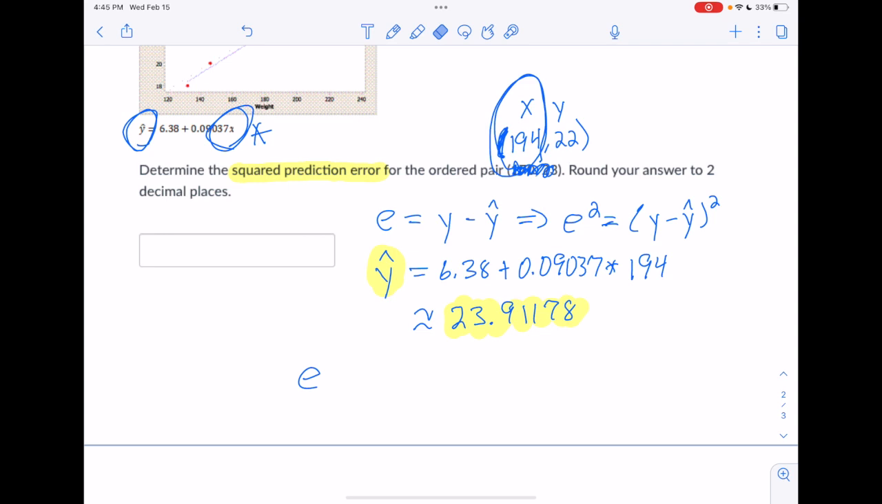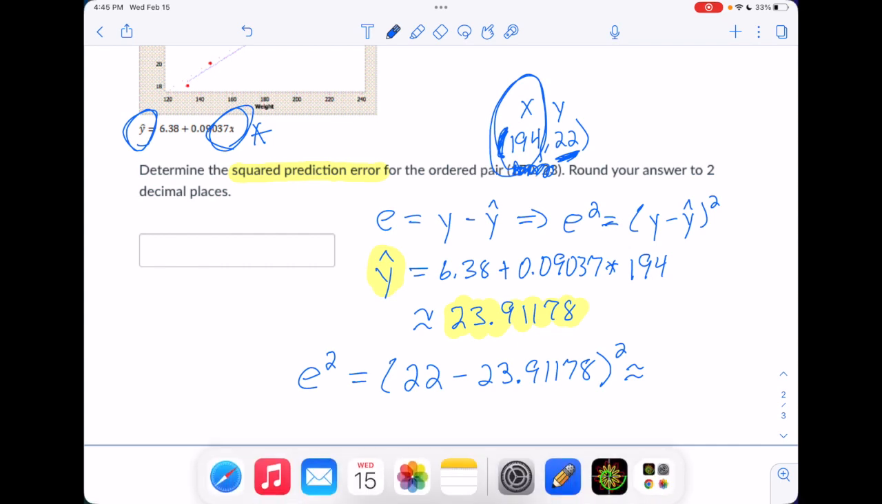So e squared, I try not to be too picky, but that was pretty messy. So e squared will be y minus y hat. So our y value was 22 minus our predicted y value right above, 23.91178, all squared. And this will be our answer. So this piece right here, we can go ahead and round to 2 decimal places.